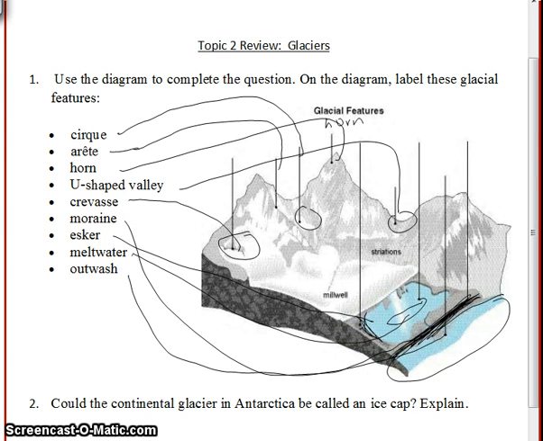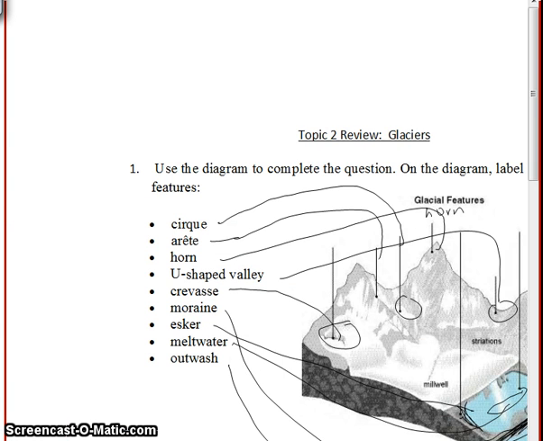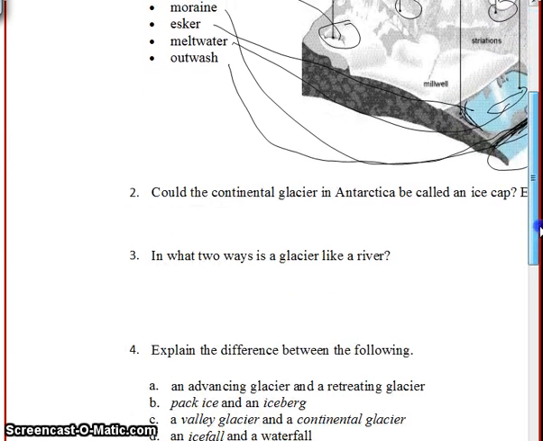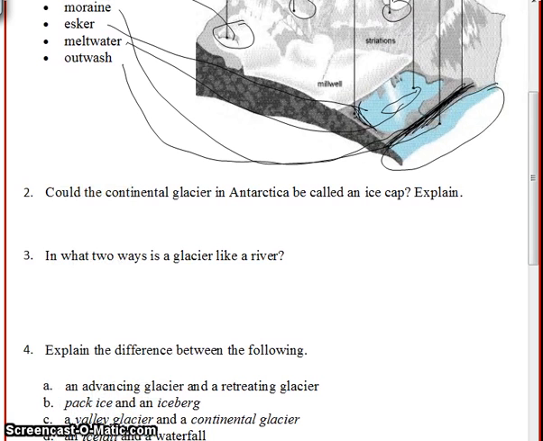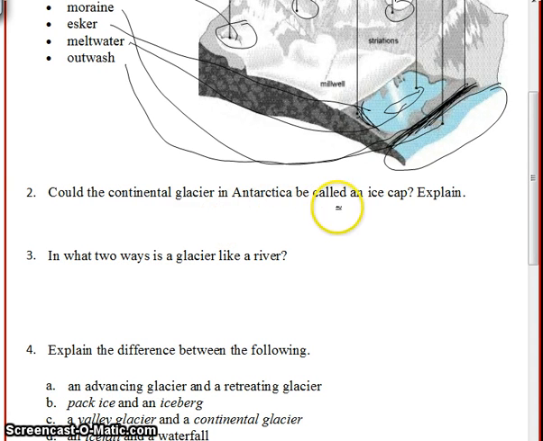Next it wants to know, oops, go back up. Next it wants to know how could a continental glacier like Antarctica be called an ice cap? Technically no, ice caps are much smaller in size. So, for example, an ice cap is usually associated with the breaking off of an iceberg.